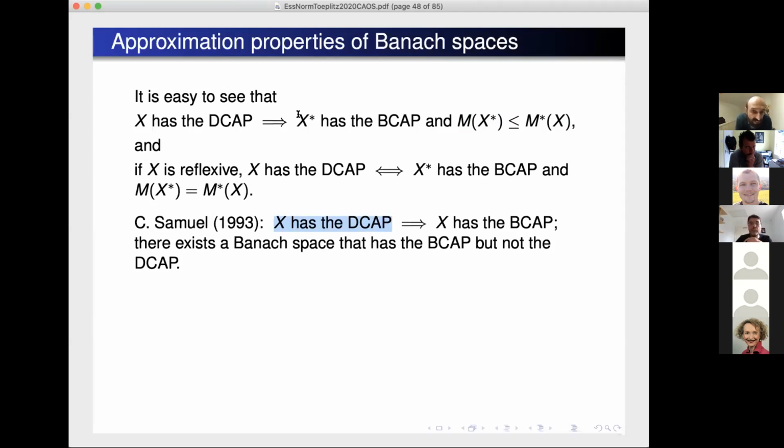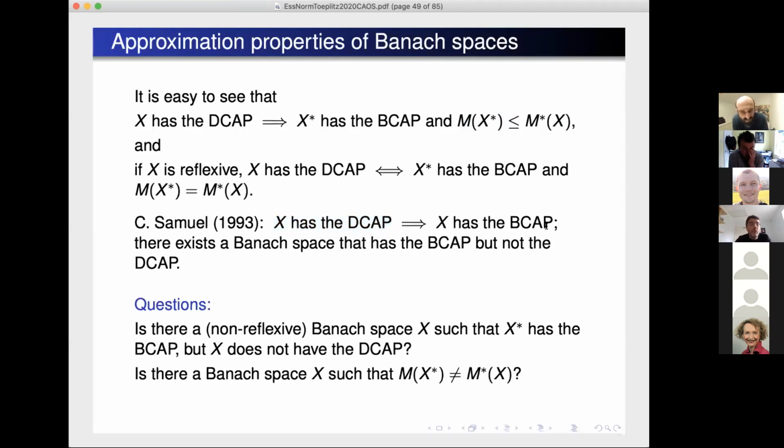I'm not comparing now to X star. I'm now talking about the dual compact approximation property of X and the bounded compact approximation property of X. This is the same space, no dual spaces involved. Well, Samuel proved that the dual compact approximation property is stronger and gave an example where you don't have the reverse implication. So, an interesting question that I don't know the answer to is: is there a space where the implication in the first line and second line cannot be reversed?